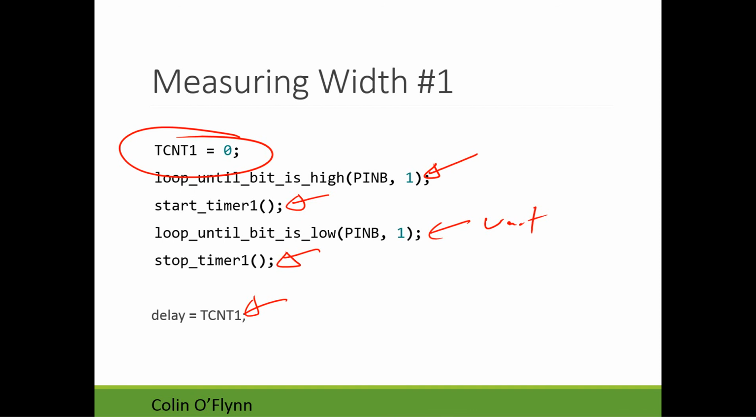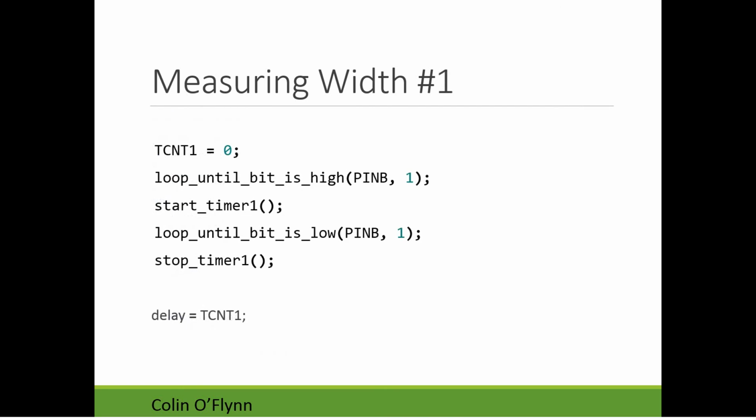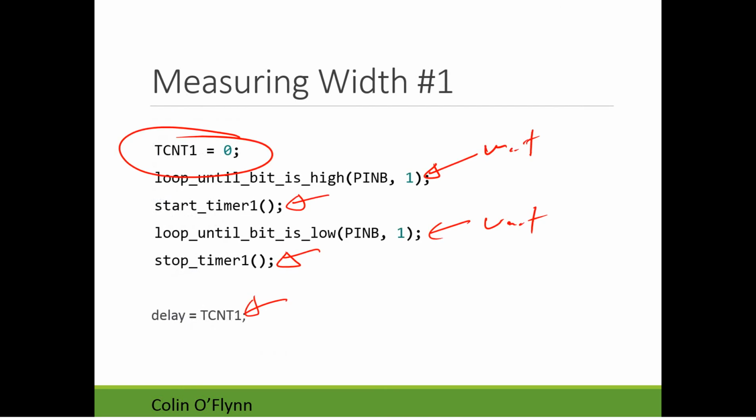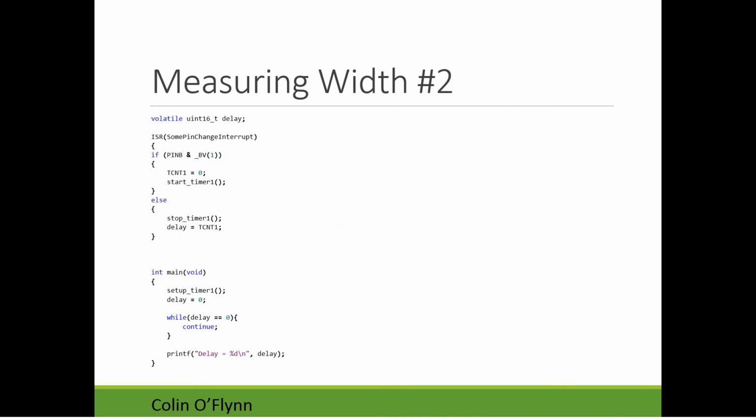There are a few downsides to this way. One is that we're just killing time, waiting for that pulse to go high. If we didn't know it was going to go high right away, we might want to do other stuff at the same time. So another way to do this is to use something called interrupts, and I'll talk about those in a little more detail in a second.